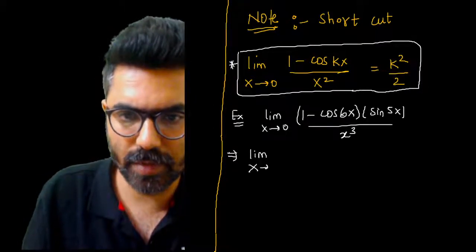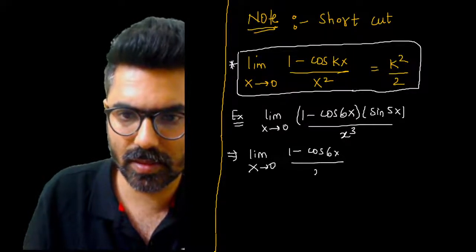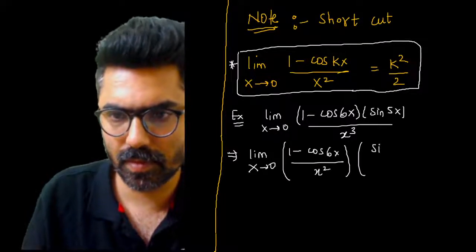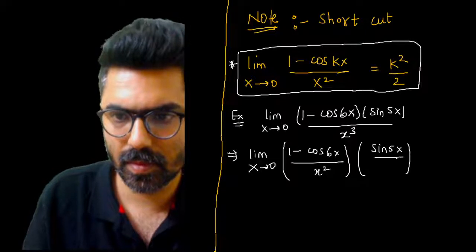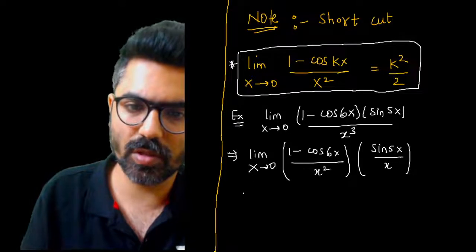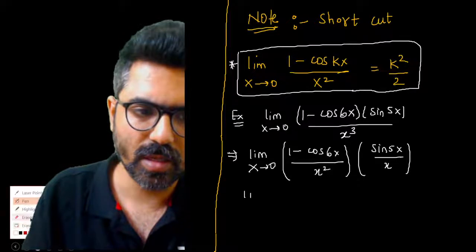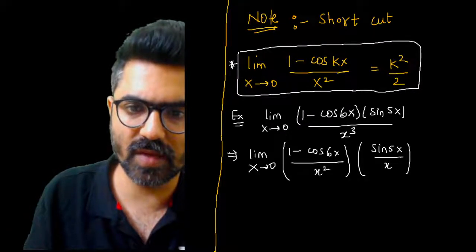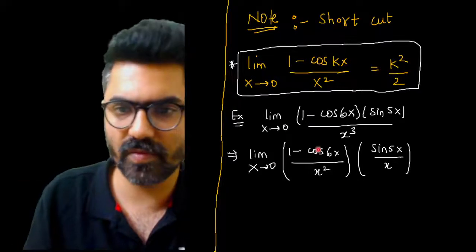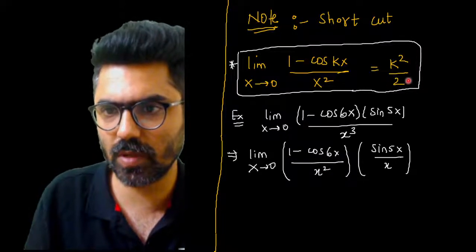First of all, try to separate it something like this: 1 minus cos 6x upon x square, times sin 5x upon x. Now look at the shortcut formula for the first part. Tell me what is the answer. Look at the same formula written above: 1 minus cos kx upon x square is k square by 2.